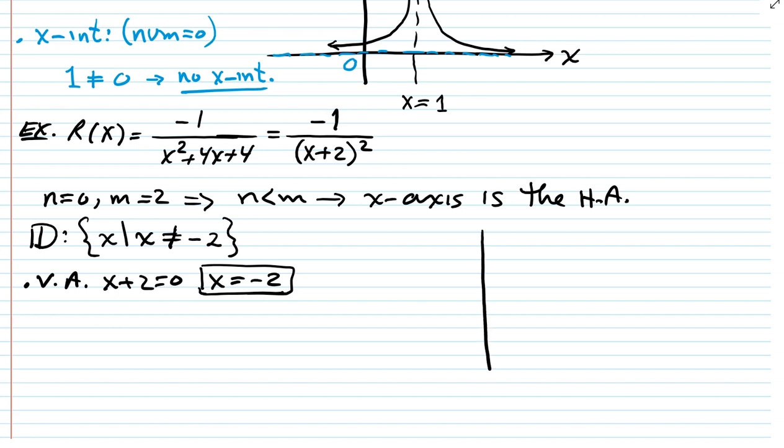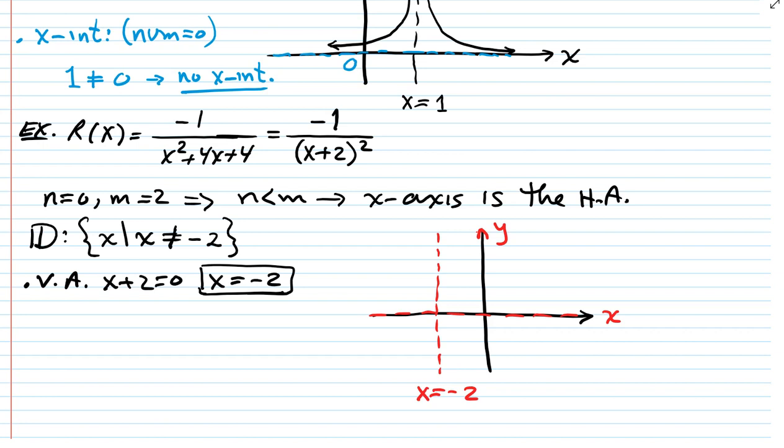Now I can graph this one. The x-axis is the horizontal asymptote. And the x-axis may be crossed, by the way. Okay, but the vertical asymptote, which is at -2, isn't allowed to be crossed. This is x equals -2.